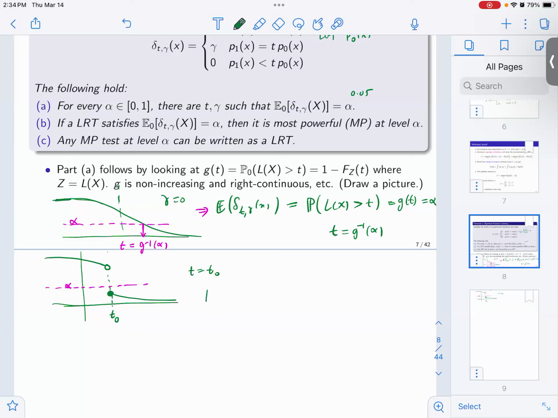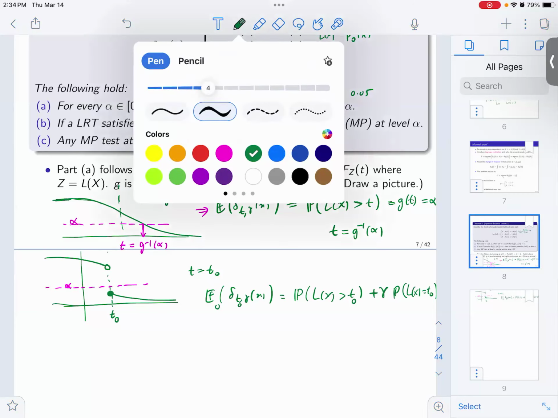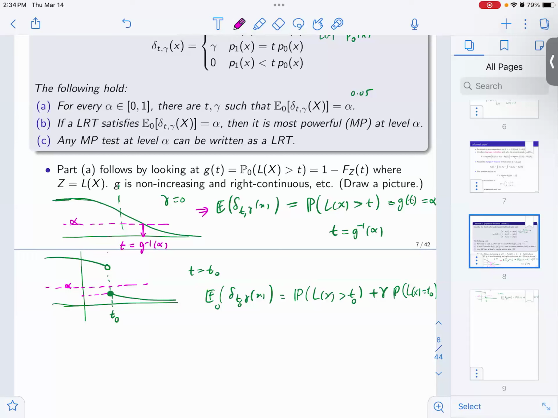So in that case, the expectation of delta T and gamma X would be the probability that L of X is bigger than T naught, plus gamma times the probability that L of X is equal to T naught, plus 0 times the probability that L of X is less than T naught, which is 0. So that would be like this. Let's say this is G of T naught.